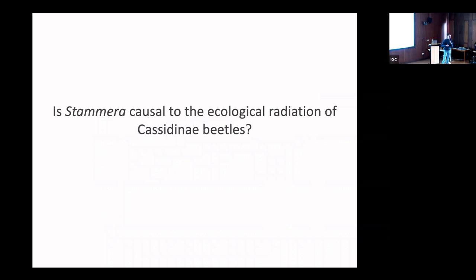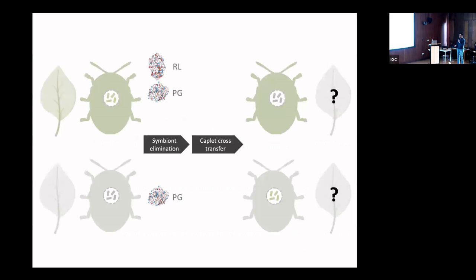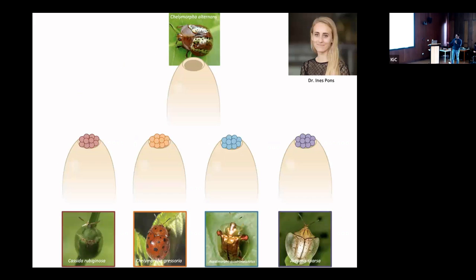And so circling back to the question of whether Stammera is causal to the ecological radiation of tortoise leaf beetles, we circle back to this experimental setup of picking up symbionts and cross-infecting them across different species. And she's doing this at the moment, these experiments using five donor species of tortoise beetles that vary in what the symbionts encode and supplement. And she's introducing all of them into our model species in the lab, Chelymorpha alternans. The transfections work, but they work depending on the genetic distance of the symbionts relative to the native symbionts. And so the further apart at the phylogenetic level, the harder it is for that symbiont to colonize a new tortoise leaf beetle host.